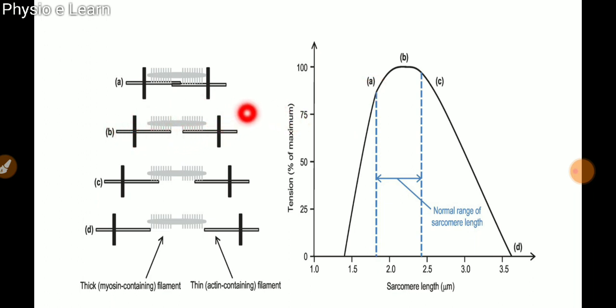In B, there is an optimal length tension relationship in the actin myosin filaments. So you can see the contraction has reached its optimum, or maximum. But in condition C, where the length is too much increased, there is a fall in the contraction, or the tension of the muscle. And in D, there is a complete reduction in the tension of the muscle. So the optimal condition, the B length tension relationship, is the best.